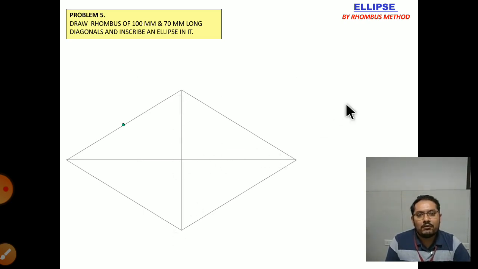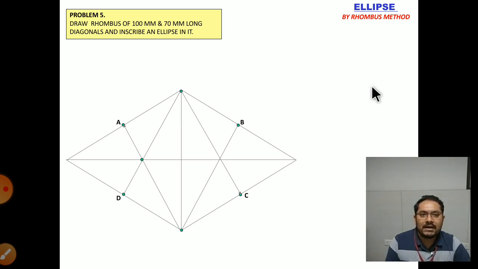Okay, now what we need to do is find out the midpoints of the sides, first, second, third and fourth, and by doing so, let us assign the points A, B, C, D. Now our next step is to join point A with the opposite corner, the same as point B with the opposite corner, and likewise point D with the opposite corner and point C with the opposite corner. And then we'll get an intersecting point over here. By putting our pointer over here and taking radius equal to OA, we can draw a certain part of an ellipse.